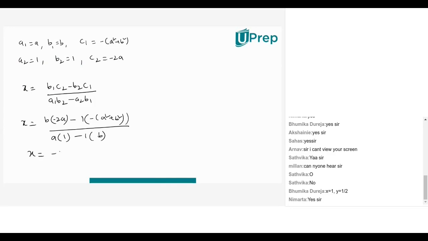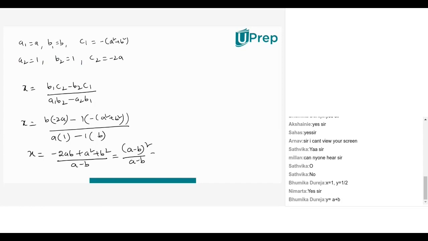So your x is nothing but minus 2ab. You multiply minus into minus, it becomes plus a square plus b square, by a minus b. Clearly, your numerator is a square plus b square minus 2ab. So that is a minus b whole square by a minus b. The value is a minus b. So x is a minus b.